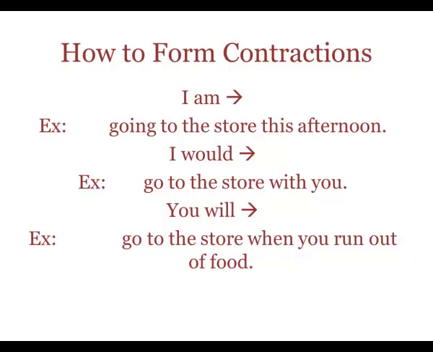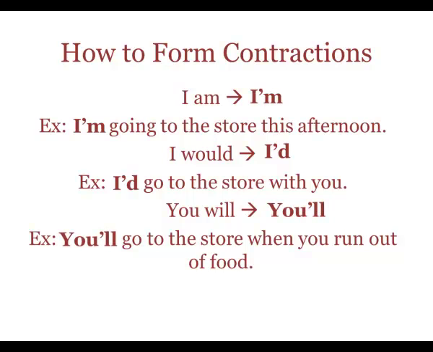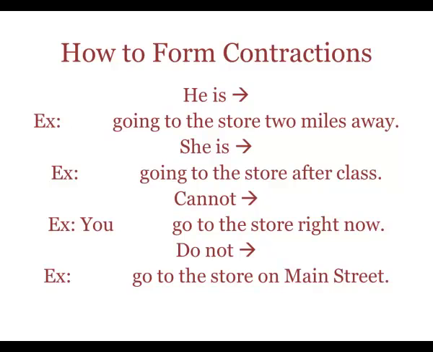So how do we form contractions? Here are a few common examples. Let's take the one we first looked at. I am becomes I'm, as in, I'm going to the store this afternoon. I would becomes I'd, like in the sentence, I'd go to the store with you. You will becomes you'll, as in, you'll go to the store when you run out of food.